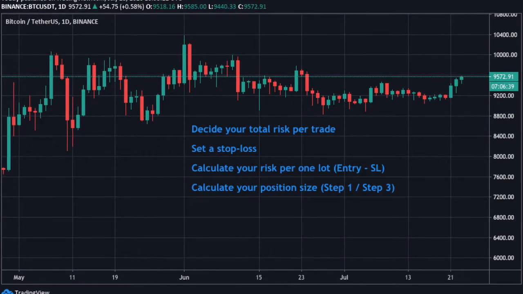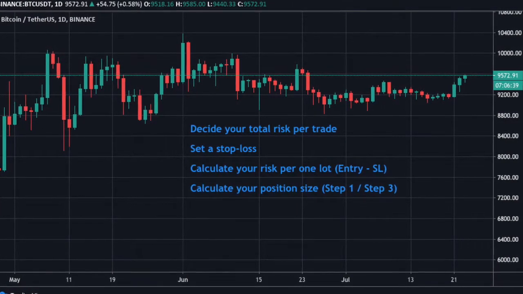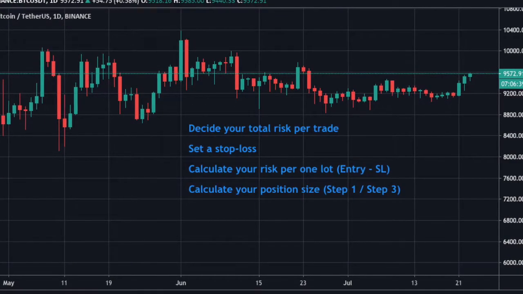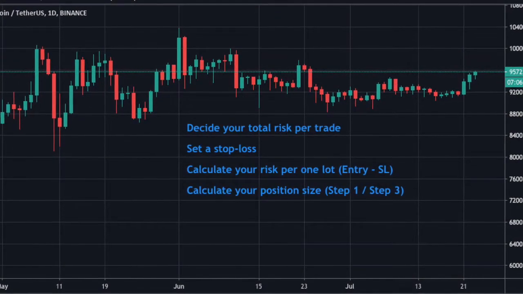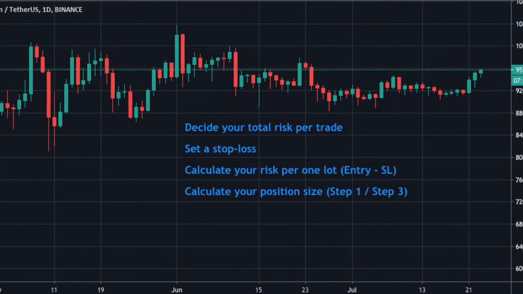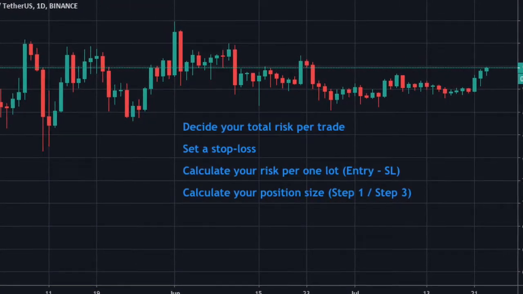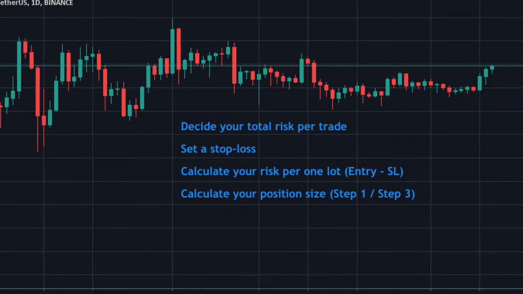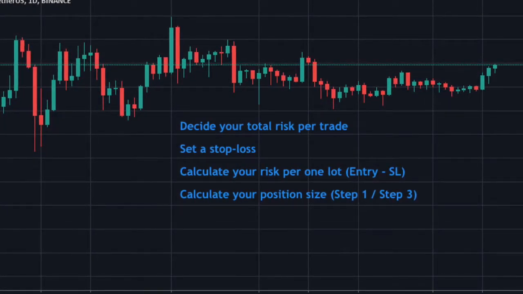If you are familiar with any kind of trading, you should know that position sizing is at least as important as your trading strategy. After I tell you the logic of position sizing and how to calculate it, we will look at a couple of examples. So don't worry, at the end of the video you'll be able to calculate your position size no matter what.